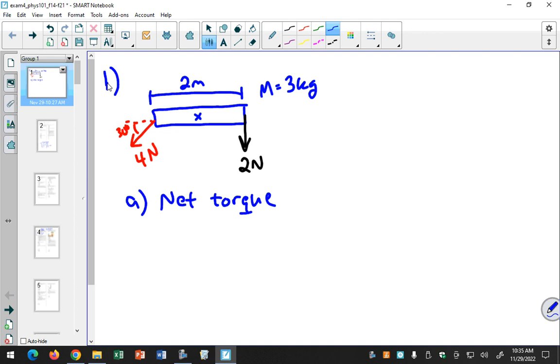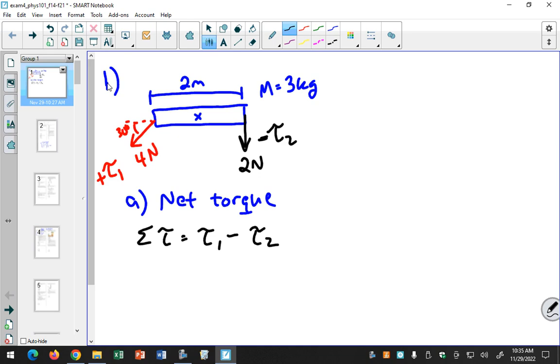Now, the first thing that you need to do is to determine which torques are positive and which torques are negative. So I'll call this torque 1. Notice that this torque is causing a motion in this object that is counterclockwise, so that's going to be a positive torque. This torque, torque 2, causes a clockwise torque, so that's a negative torque. So my net torque is going to equal torque 1 minus torque 2.